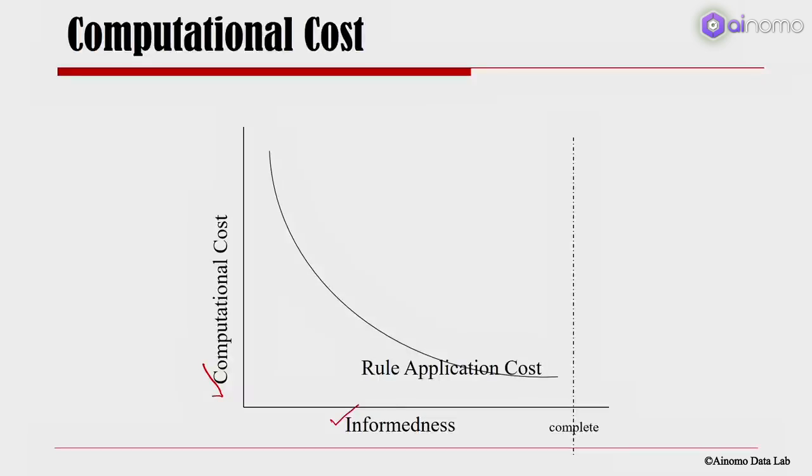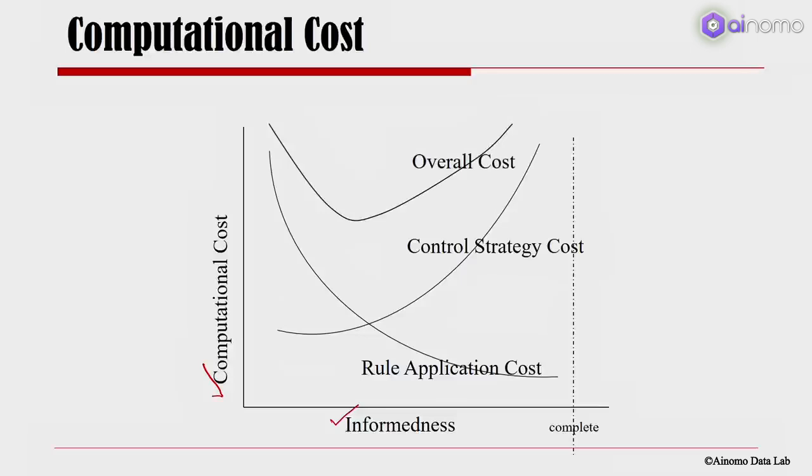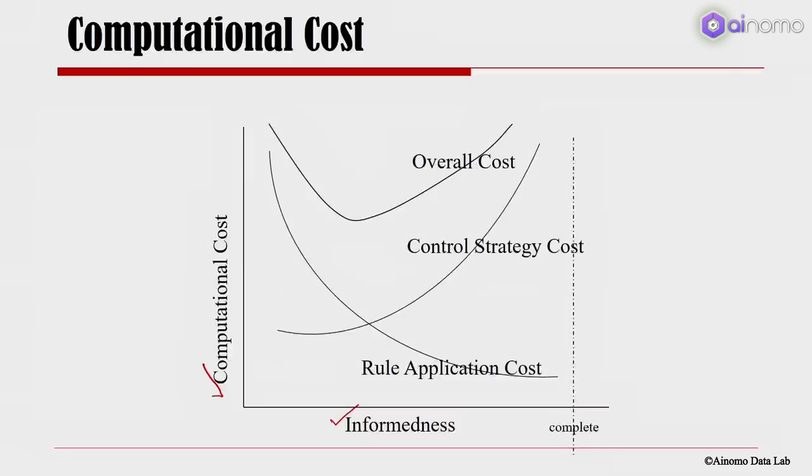As informedness increases, the rule application cost decreases. And here is the control strategy cost. As we increase informedness, the control strategy cost increases. So here is the overall cost of an AI production system, and it is important for us to realize that whenever we are thinking of building one, the amount of information that we really want to exploit is that which keeps our overall cost to the minimum.